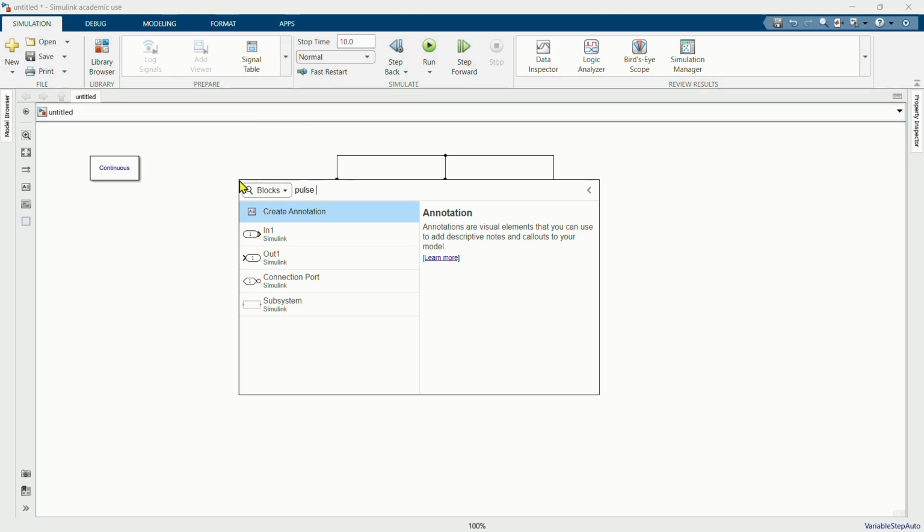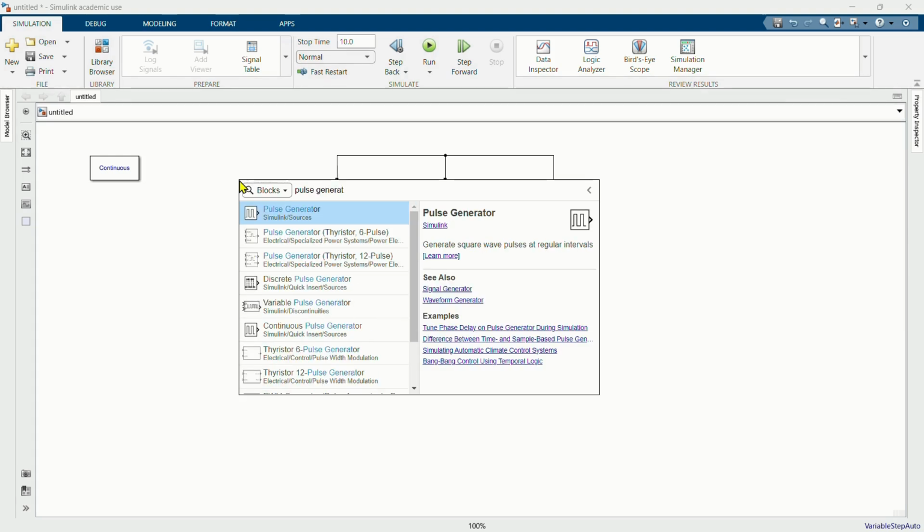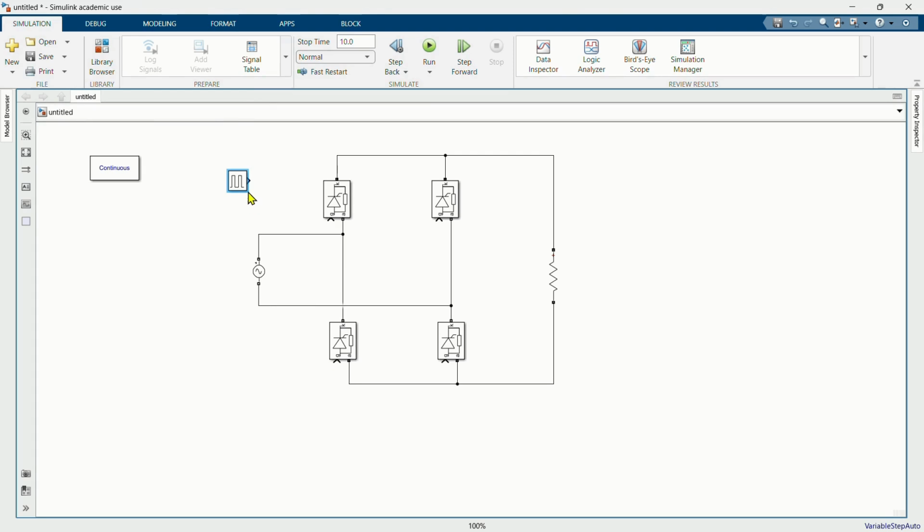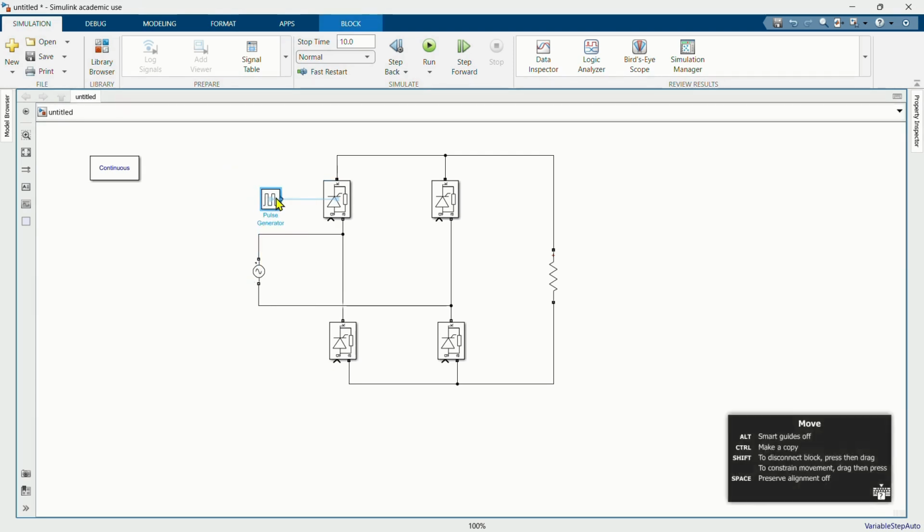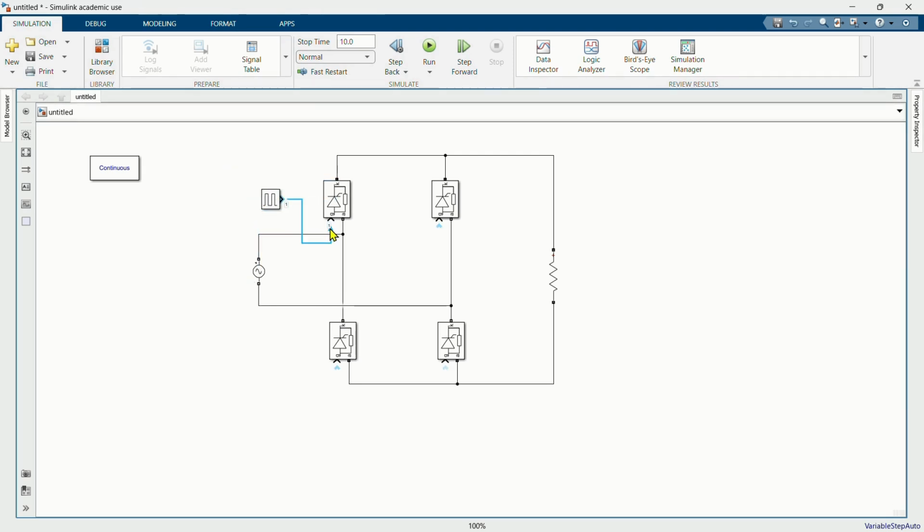To control the conduction of the thyristors, connect the pulse generator such that it provides appropriate gate signals to trigger the thyristors during both the positive and negative half cycles of the AC input.